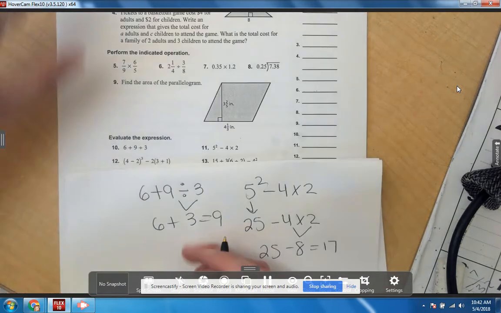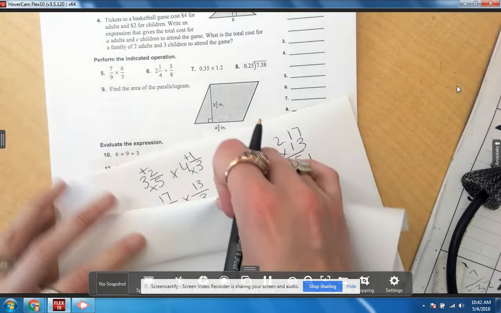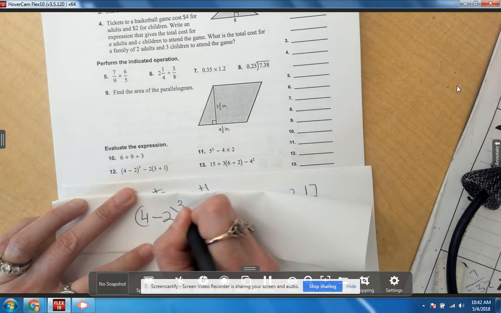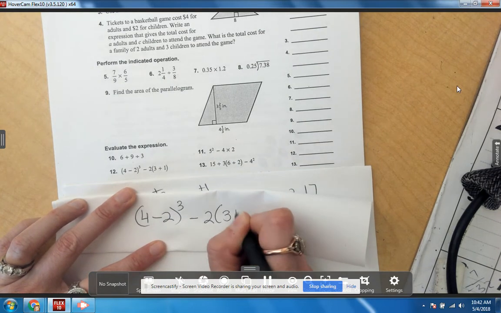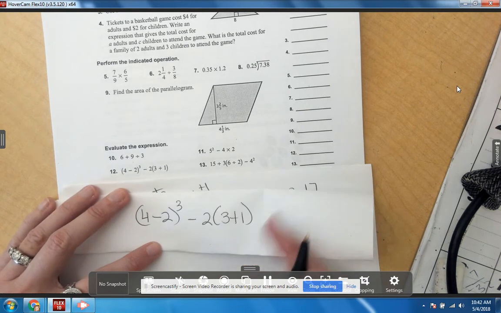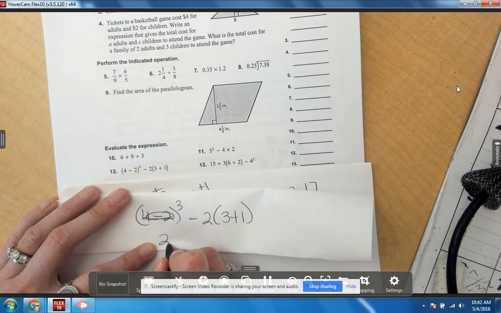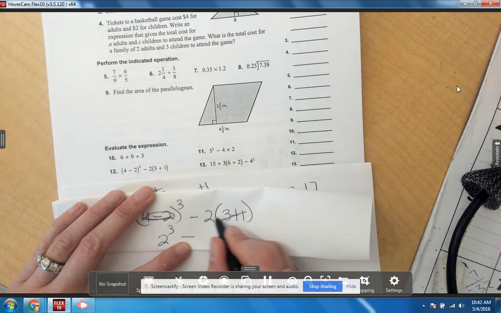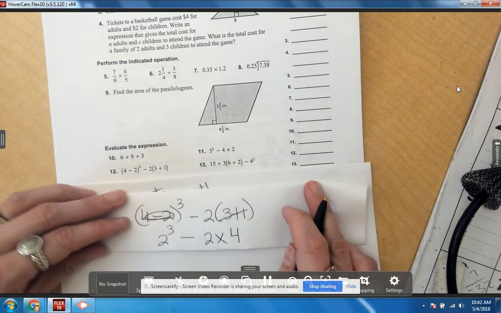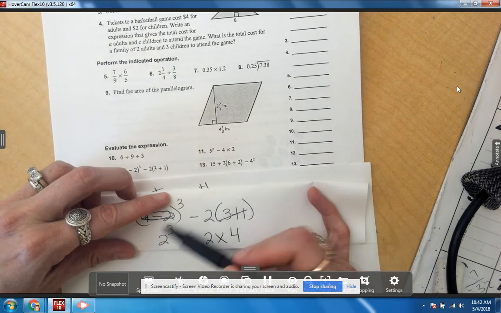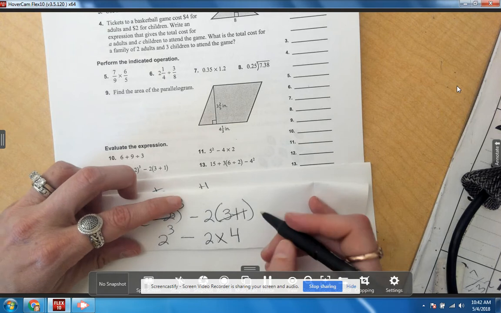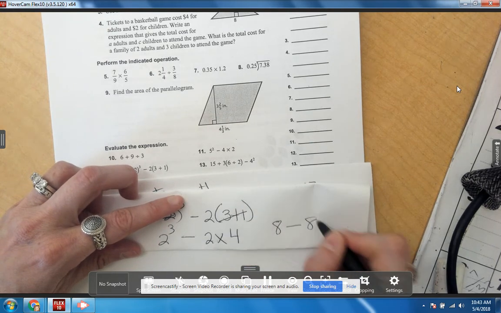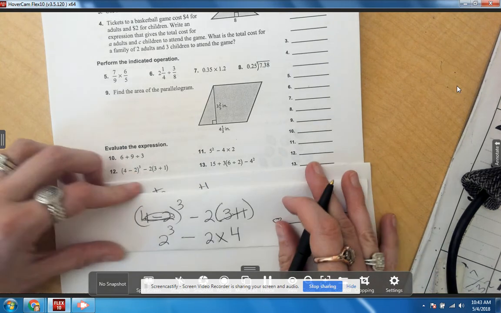Okay. For number 12, let me just change this so I can write. I have 4 minus 2 in parentheses to the 3rd power minus 2 parentheses 3 plus 1. So we want to do our parentheses first. 4 minus 2 is 2. Put the 3 above it. Minus 3 plus 1 is 4. A number next to parentheses means multiplication, so I'm going to write it like this. Next up is exponents. This is not 2 times 3. It's 2 times 2 times 2, which is 8. Minus, we have to multiply. 4 times 2 is 8. 8 minus 8 is 0. So the final answer is 0.